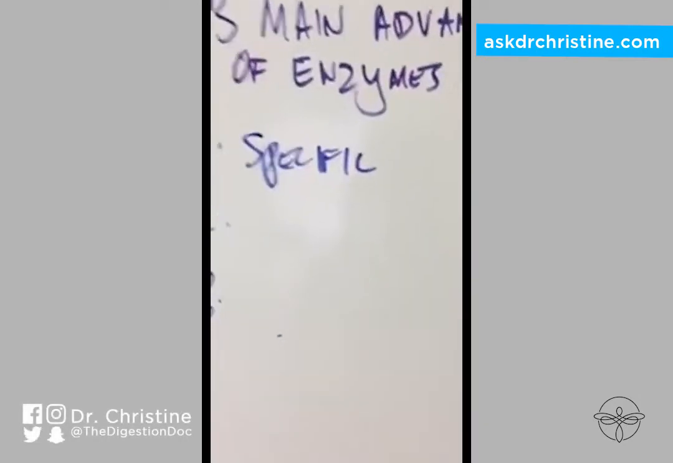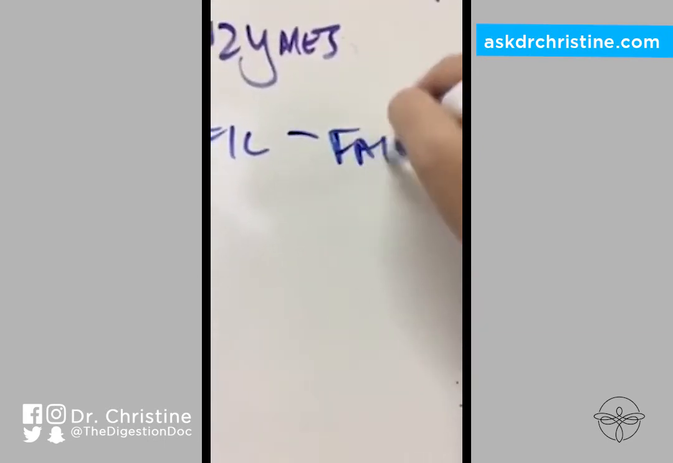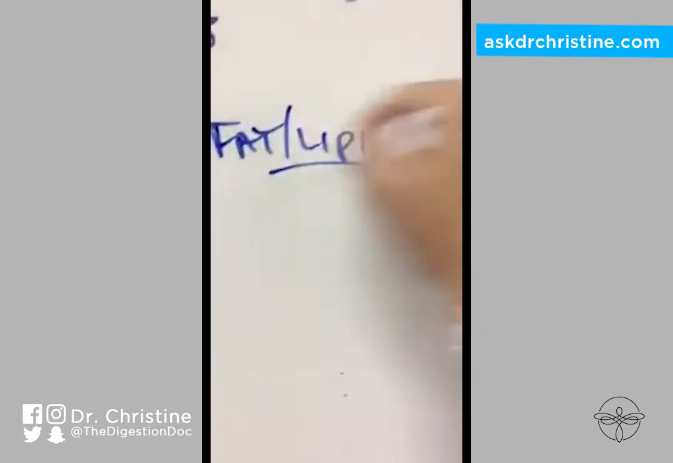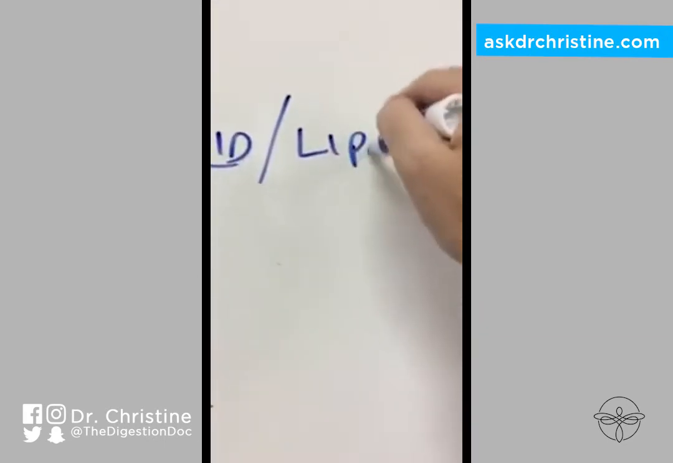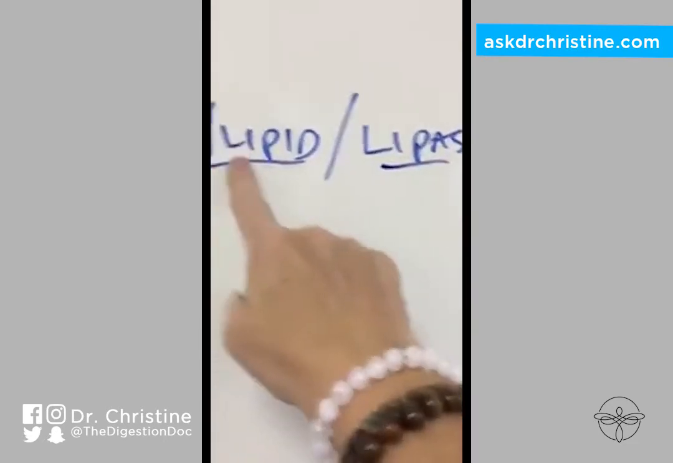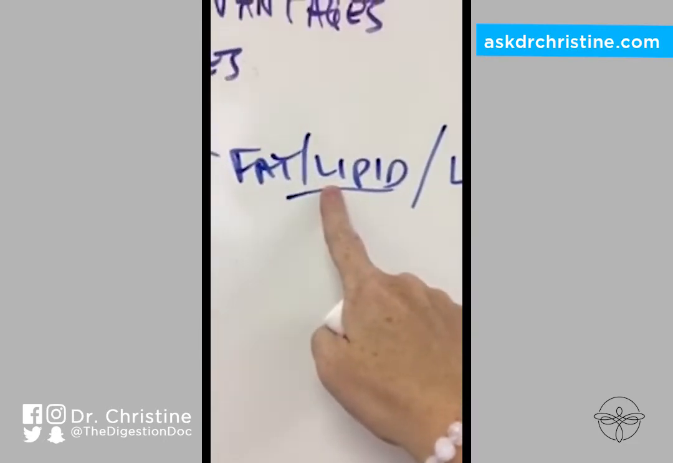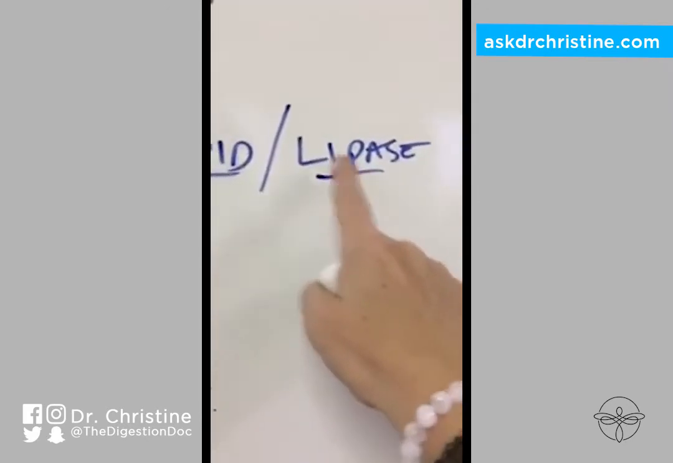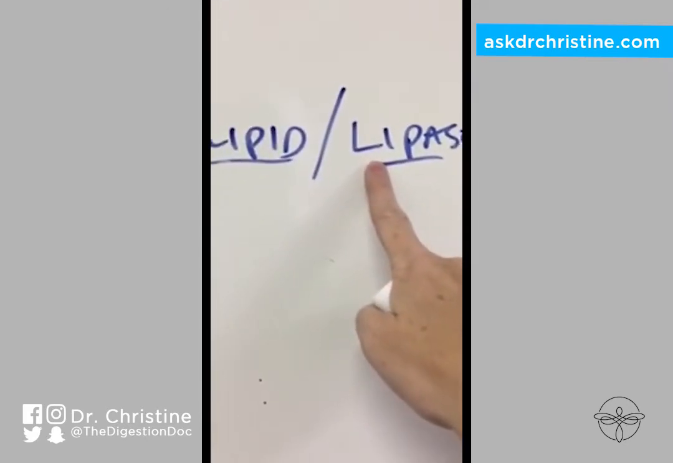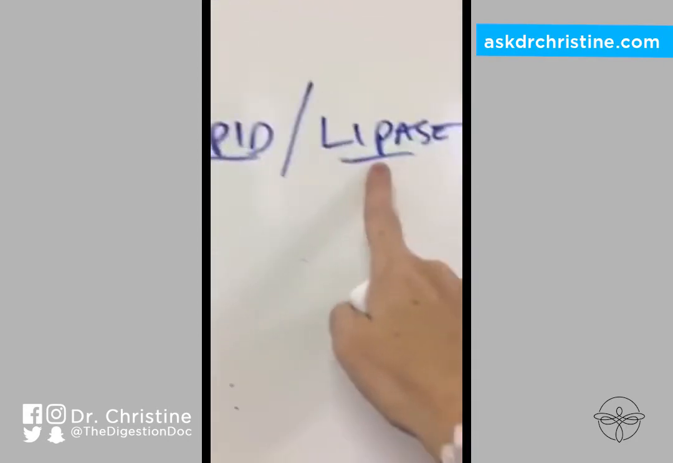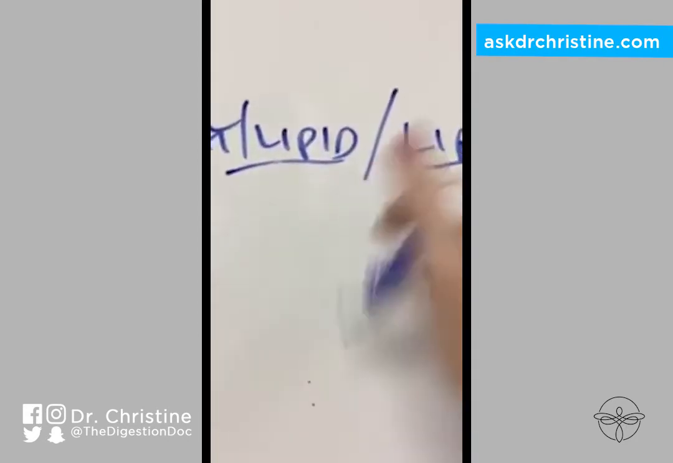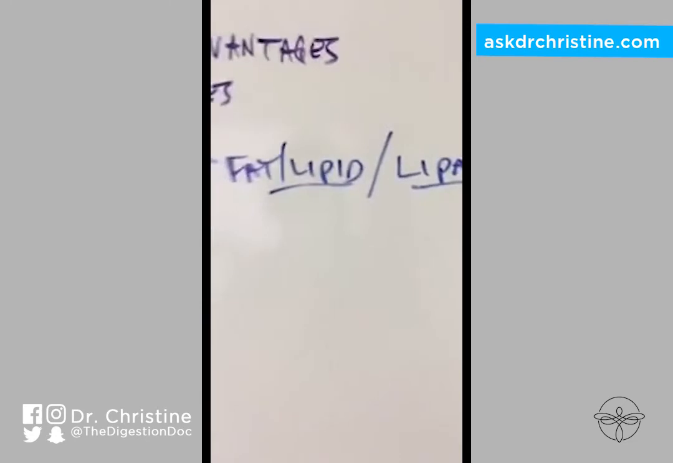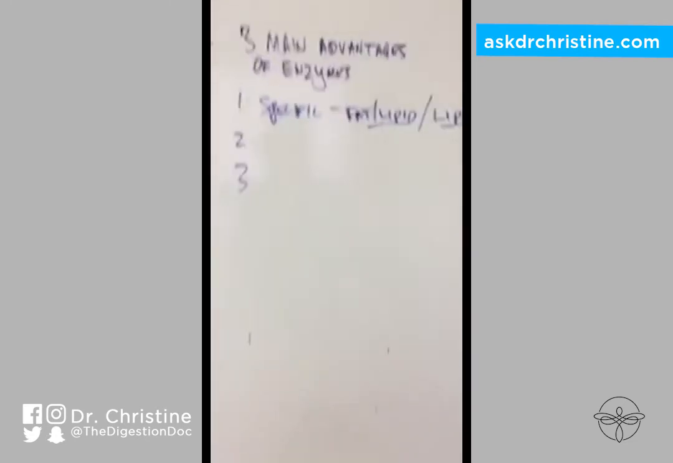And what I mean by that is, like, if you have a fat or a lipid, you need the enzyme that's a lipase to digest the fat. So you can't take a sugar molecule and have a fat enzyme digest it. It's just not going to happen, okay? So only fat enzymes digest fats. Only sugar enzymes digest sugars, and so on, okay? So enzymes are very specific.